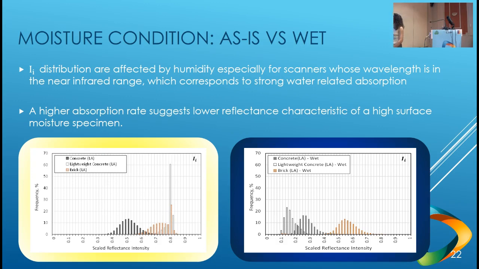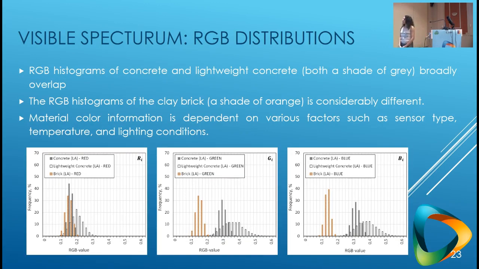Lastly, we checked the moisture conditions, and we have seen that humidity actually affects the intensity distributions a lot. You can see the difference on the right. For the wet samples, the intensity histograms shifted towards the left. Because of the thin film of water on top of the surface, some of the laser beams are emitted, some of them are reflected, and it changed the characteristics, the signature of the specimens when we collected the laser beams.